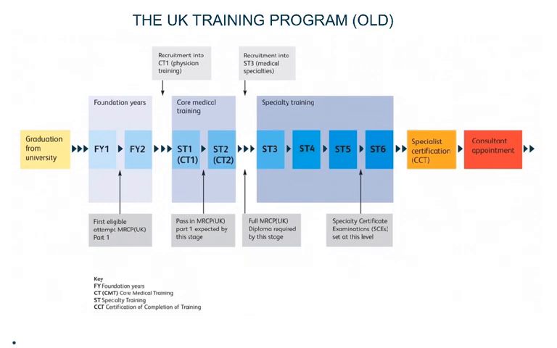After finishing foundation years, you have to go into core medical training of 2 years. If you have finished MRCP diploma by this stage, all 3 parts, then you enter specialty training of 4 years. And after completion of specialty training, you receive a specialist certification, and finally you're a consultant. Also note that if you want to specialize in a certain subspecialty of medicine, then at the level of ST5 and ST6, you can take the specialty certificate examinations.